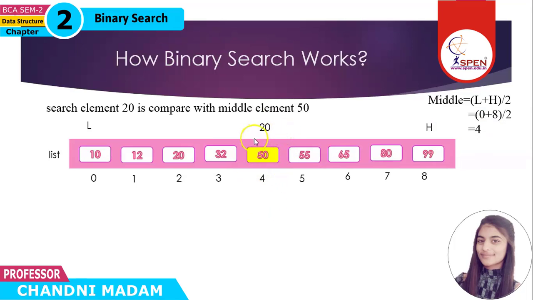Now we will compare our middle value with our search value. The search value is 20, the middle value is 50. That means both are not equal. And you can also see here the search item is less than the middle value. That means the right side elements are not used because our item is smaller than the right side part. So we will neglect this part of the array and we will only focus on the left side.